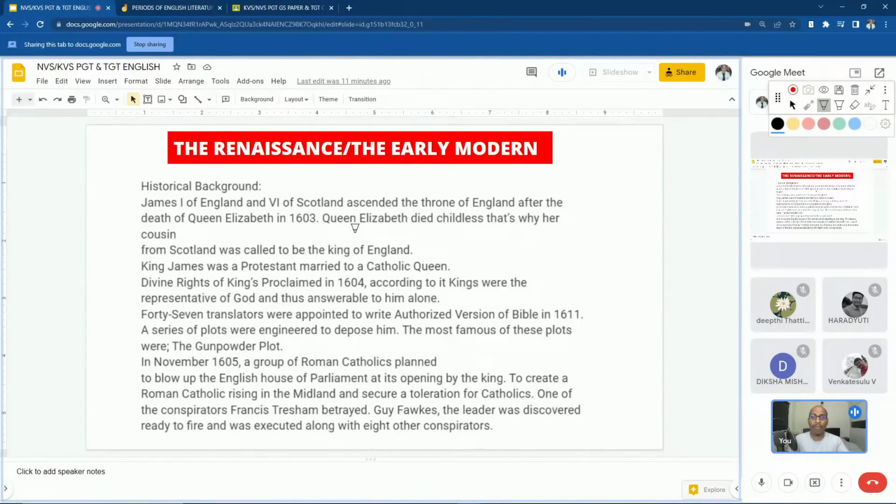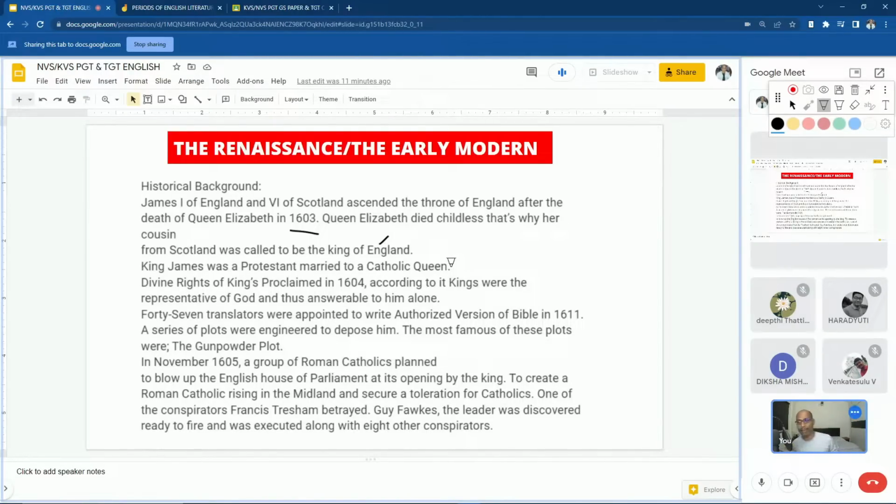Now, the historical background. James I of England and James VI of Scotland, so he was the king of Scotland and he ascended the throne of England after the death of Queen Elizabeth in 1603. Queen Elizabeth died childless, that's why her cousin from Scotland was called to be the king of England. So that was the reason why James I became the king of England. King James I was a Protestant and he married a Catholic queen. See, he was very religious in nature.